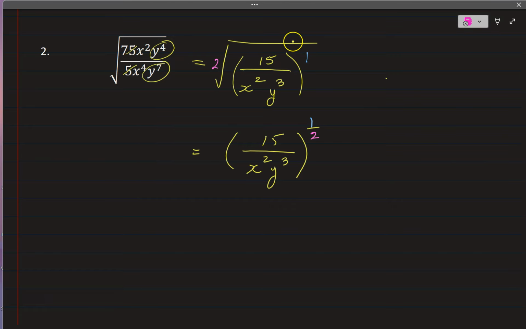Now we're going to go ahead and expand. This would be 15 to the 1/2 divided by, remember, this is the power of a power.